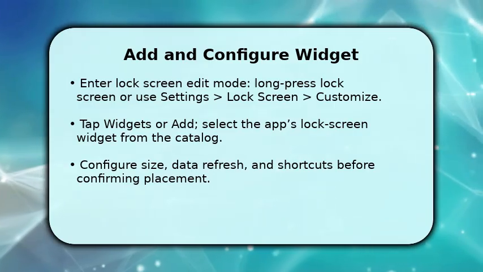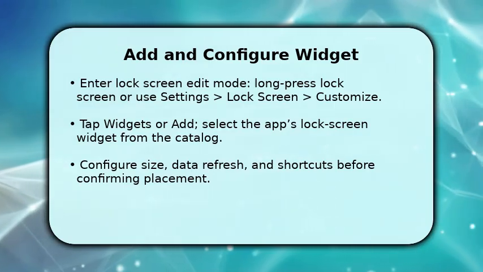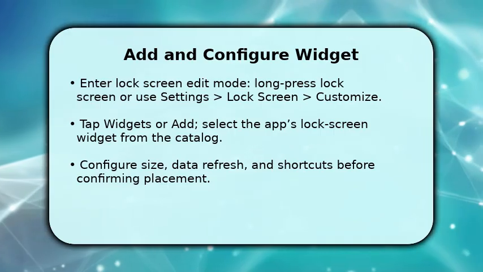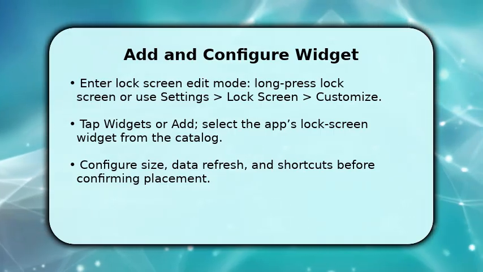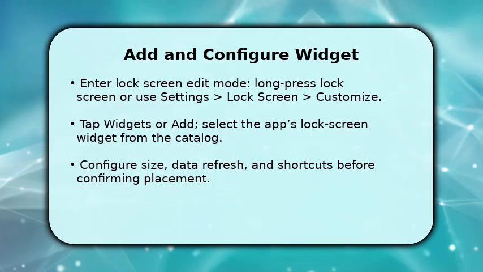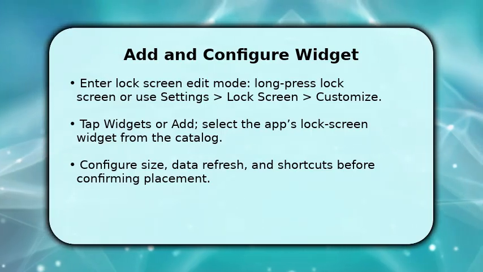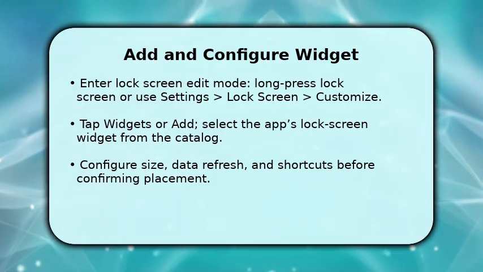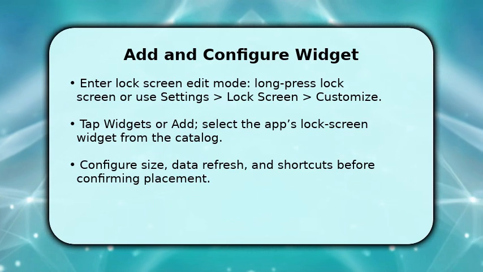Carefully configure refresh intervals, visible shortcuts, and any privacy masking so sensitive info is hidden until authentication. Once configured, place the widget where you want it and tap Done to commit. This ensures the widget appears exactly as you intended.